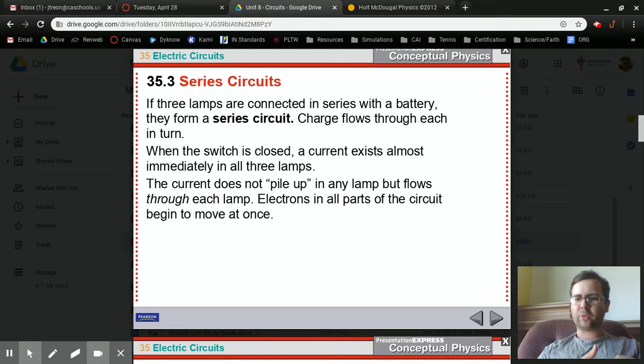Well, that's not how circuits work. They all coordinate. They all work together. So if you turn the circuit on, they all start moving at once.